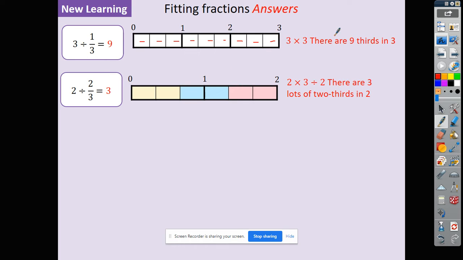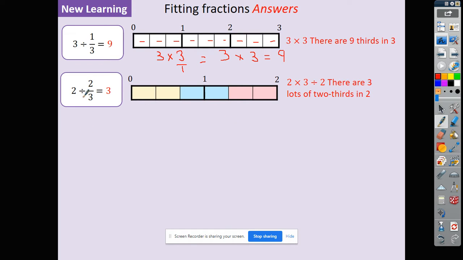Now you may be relating this back to a previous lesson at this point and thinking, well, hang on a minute. I know that 3 divided by a third is the same as saying 3 multiplied by 3 over 1. Now I know that 3 over 1 is still 3. So we could write that as just 3, and then I know that 3 times 3 is 9. So you should be starting to see these patterns.